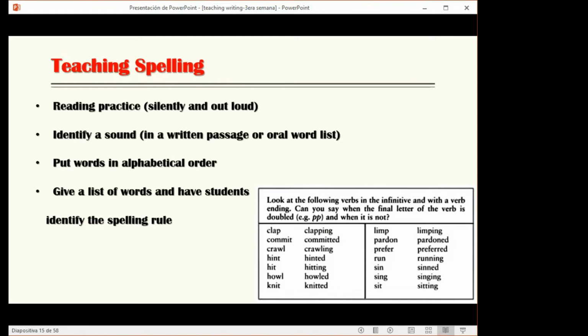Clap, clapping, commit, committed, crawl, crawling, hint, hinted, hit, hitting, hold, hold, knit, knit. And notice clap, clapping, then commit, committed. Consonant, vowel, consonant, you double the last consonant. Prefer, for example, run, sin, sit.